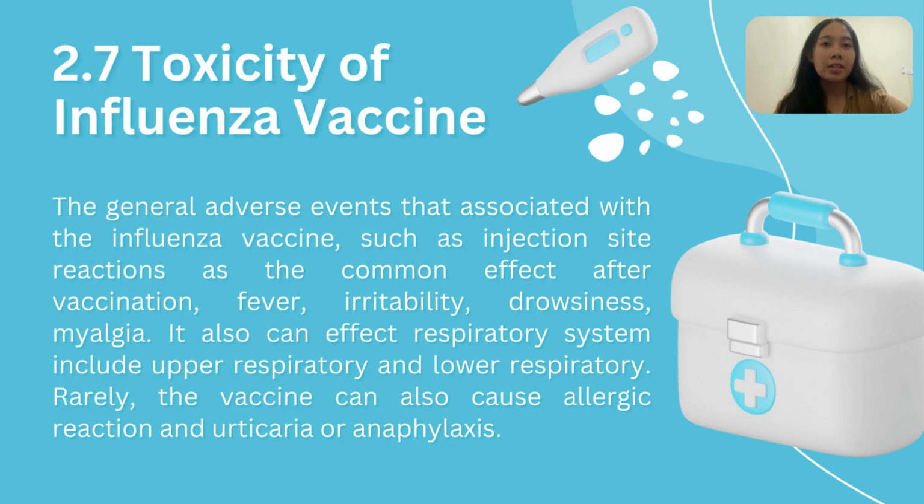I'll continue the presentation to talk about the toxicity of influenza vaccine. The general adverse events associated with the influenza vaccine include injection site reaction as the common effect after vaccination, also fever, irritability, drowsiness, and myalgia. It can also affect the respiratory system, including upper respiratory and lower respiratory. Rarely, the vaccine can also cause allergic reaction, urticaria, or anaphylaxis.